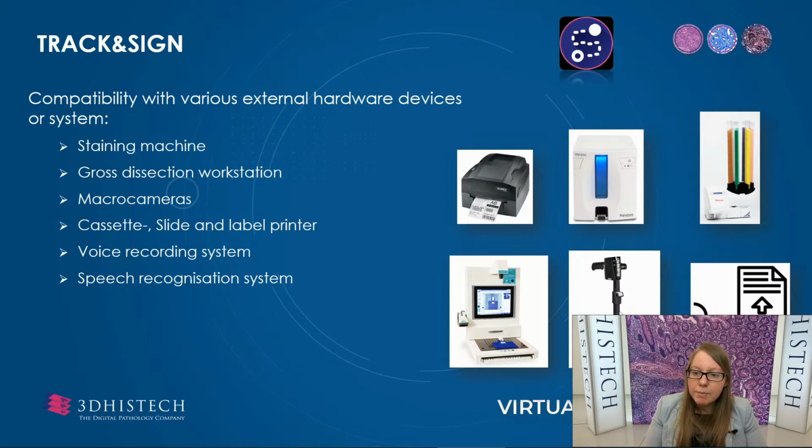Track and sign can be provided to compatibility with various external hardware devices or systems. For example, staining machines, gross dissection workstation, macro cameras for creating the macro images, different printers, voice recording, or speech recognition system.